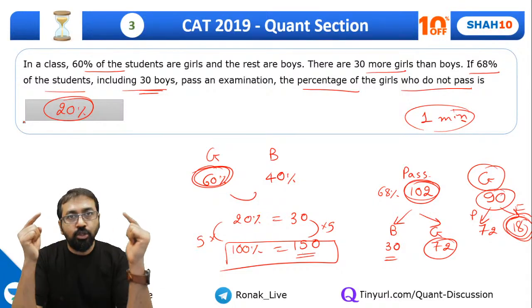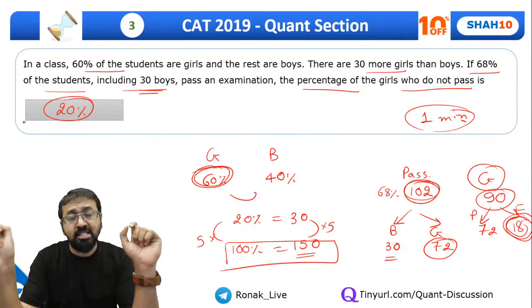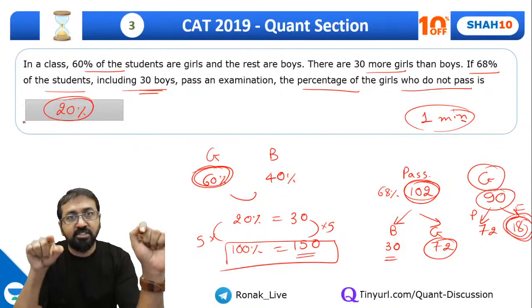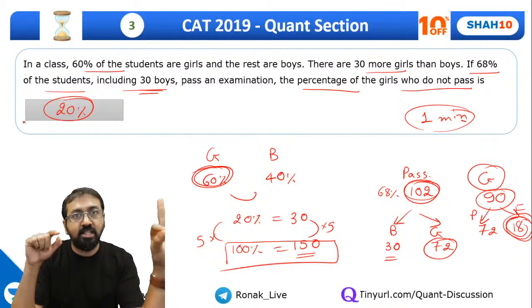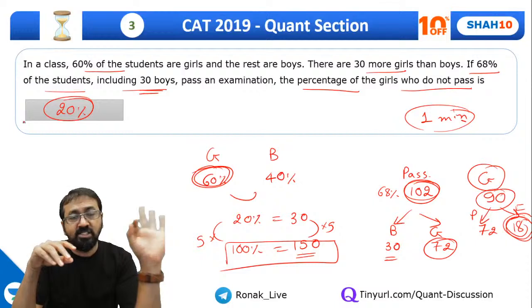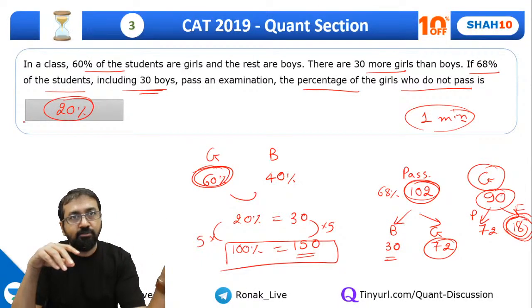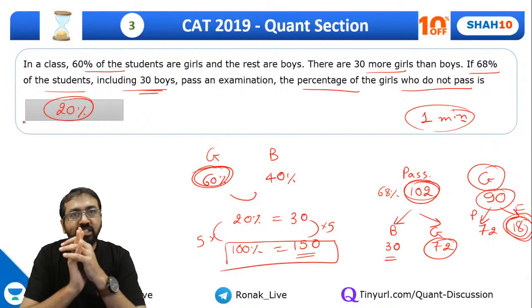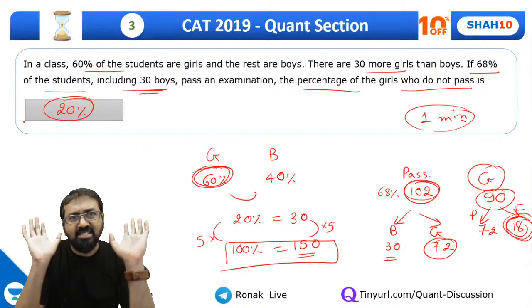But when you are actually doing this in your mind, the moment you say 60% girls, 40% boys, the difference is 20%, and number wise it's 30, so 20% is 30, so 100% is 150. Once you have got that 150, your first milestone is achieved. It should have taken hardly 10 seconds.